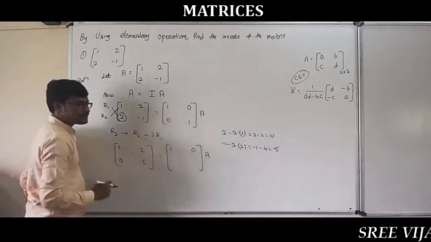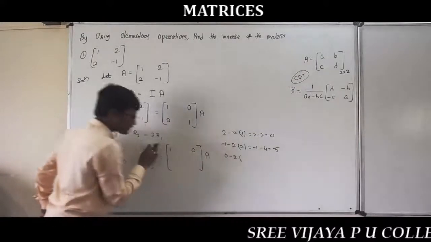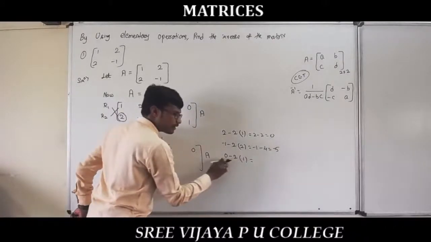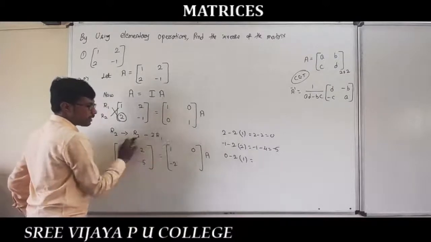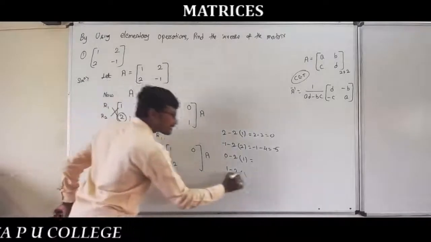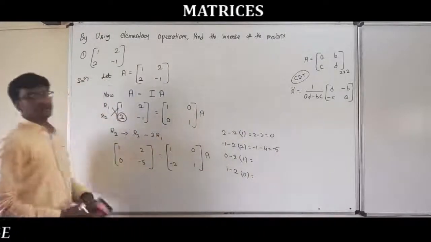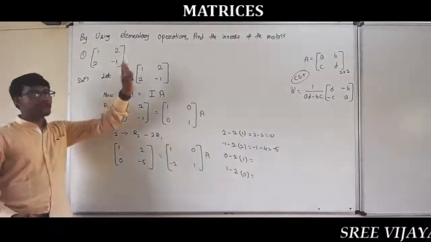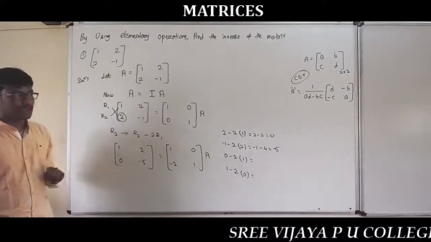Next, on the right also, the R2 element is 0, minus 2 into the corresponding R1, which is 1. 0, leave it, minus 2 into 1 is minus 2. For this also, R2 is 1, minus 2 into the corresponding R1, which is 0. 2 into 0 is 0, 1 minus 0 is 1. So this is the first elementary operation for any problem to find the inverse of a square matrix, here for the 2 cross 2.